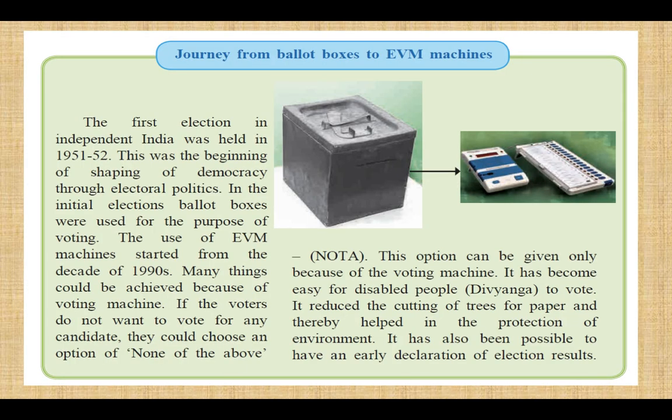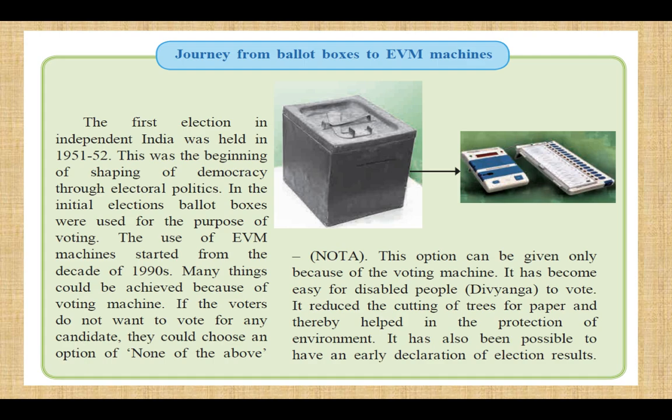Journey from ballot boxes to EVM machines. The first election in independent India was held in 1951-52. This was the beginning of shaping of democracy through electoral politics. In the initial elections, ballot boxes were used for the purpose of voting. The use of EVM machines started from the decade of the 1990s.